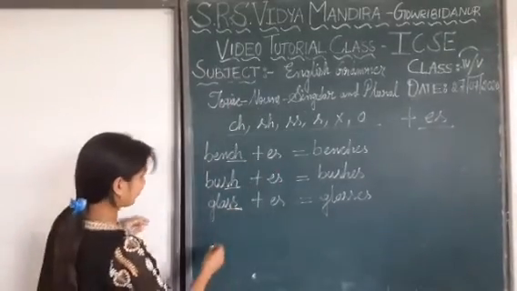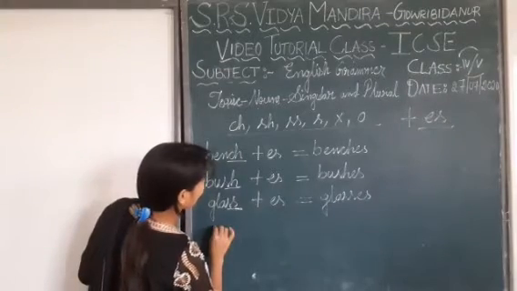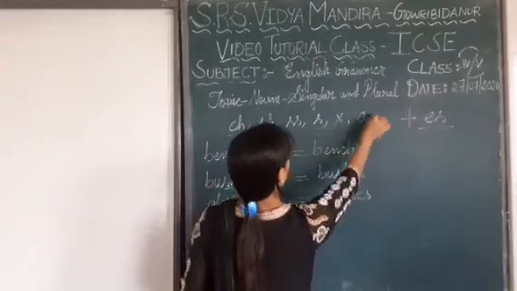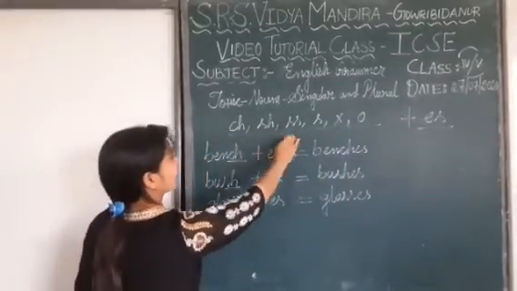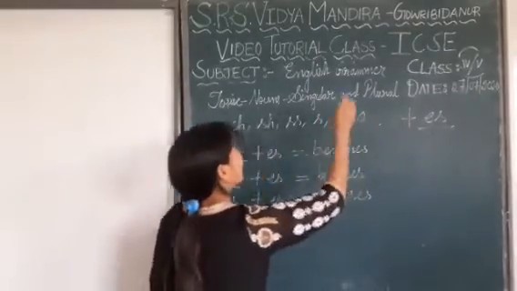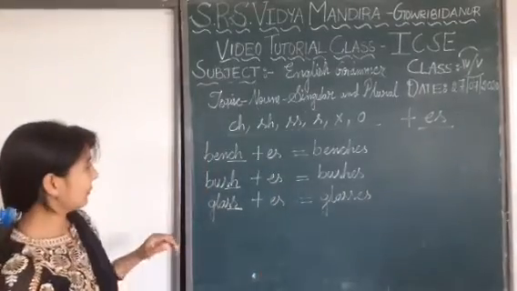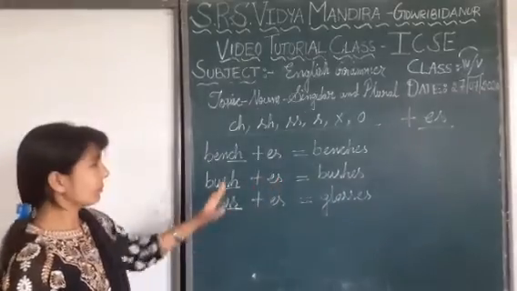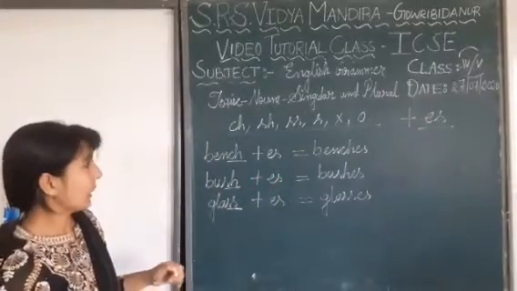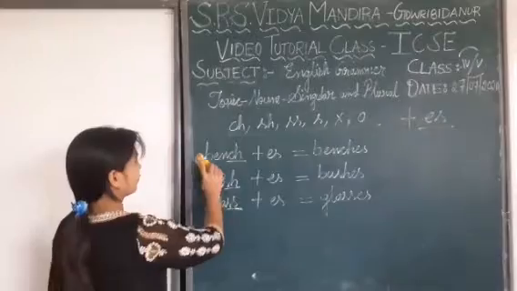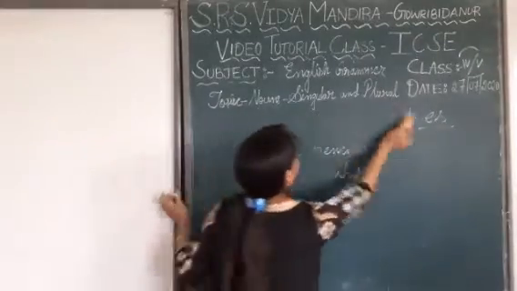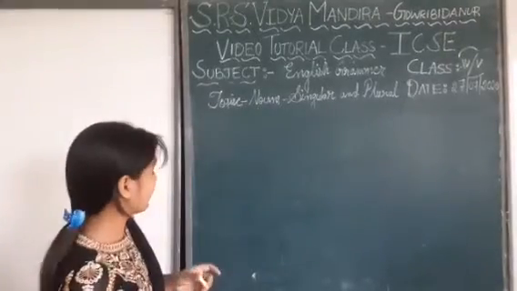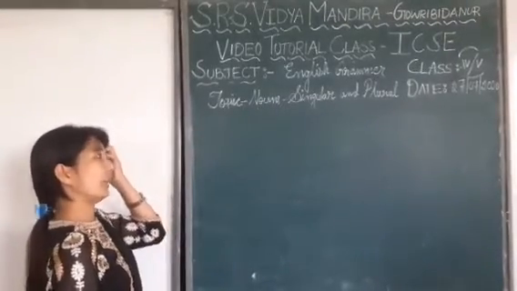And then s, x and o. When the words end with any of these letters, ch, sh, ss, s, x, o, we have to add es to change into plural form of the noun. So these were the words ending with ch, sh, ss, s, x or o.